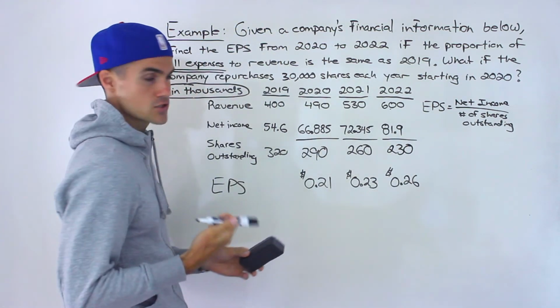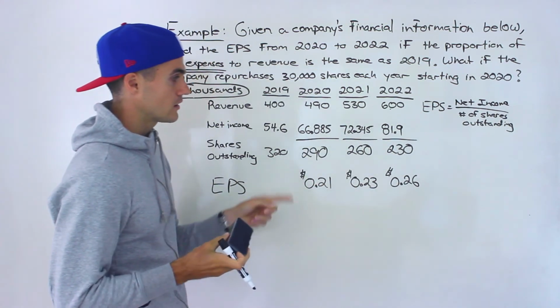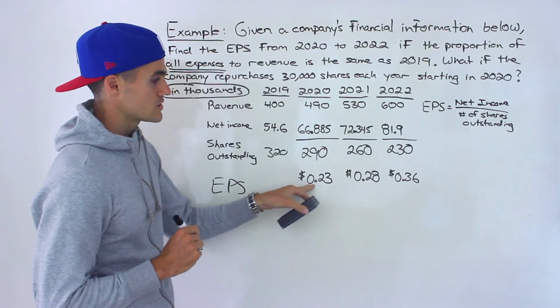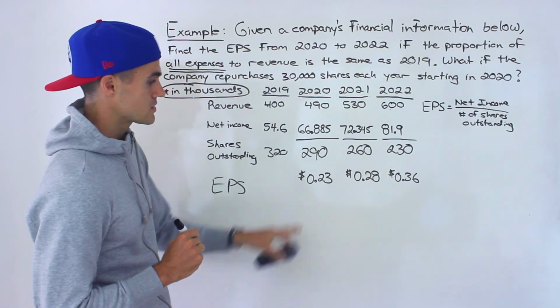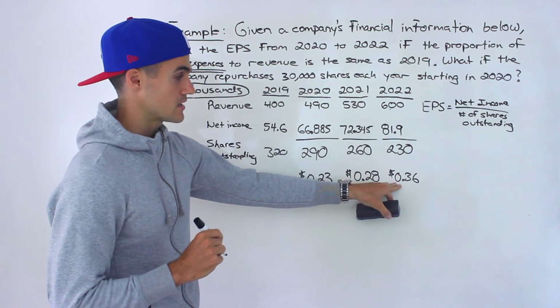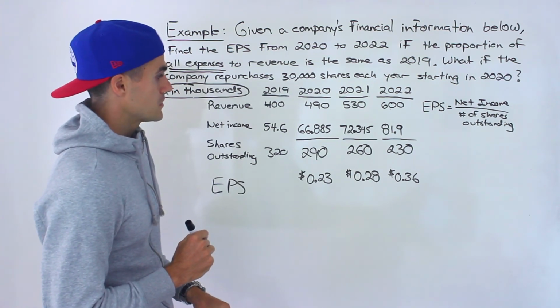So that's the only thing that is changing in the EPS calculation, that denominator. The net incomes are still staying the same. And when doing those calculations, here are the values you would get. So 23 cents, 28 cents, and then 36 cents per share respectively. All right, and that's pretty much it for the question.